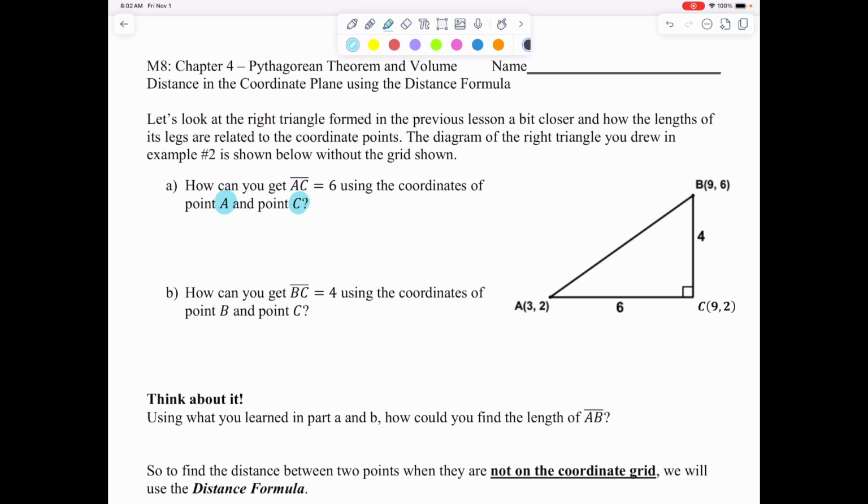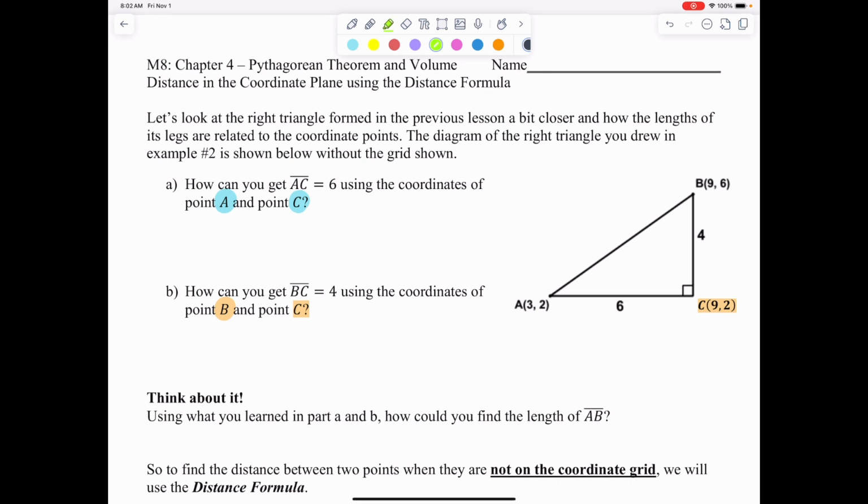Then in part B, I'd like to know how can you get the length of BC to be 4 using the coordinates of B and C instead of being able to count them on the coordinate grid. And then lastly, using what you learned in part A and B, how do you think you could find the length of AB? So at this time, please pause the video and try those 3 questions yourself, A, B, and the think about it, and then resume the video to go over the answers with me.